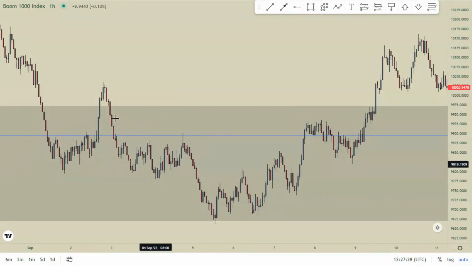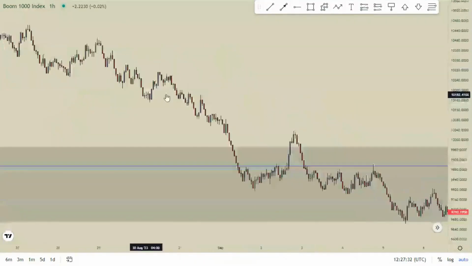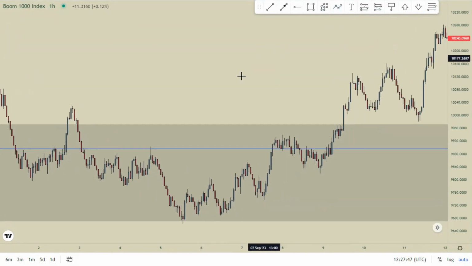So if this is our area, remember, this is our area of demand that we've highlighted. What are we waiting for? We are waiting for a market structure shift. So for us, we're going to be taking entries as we've gotten a market structure shift.